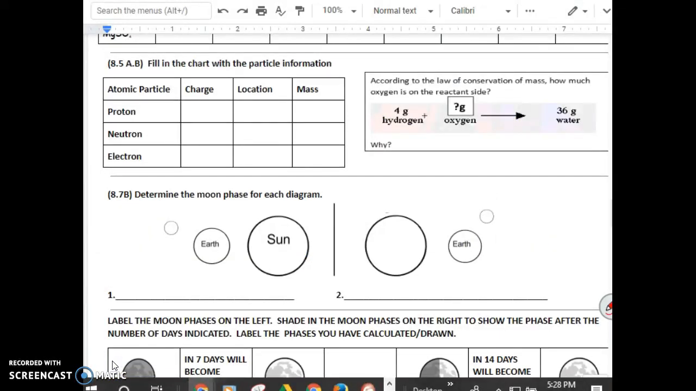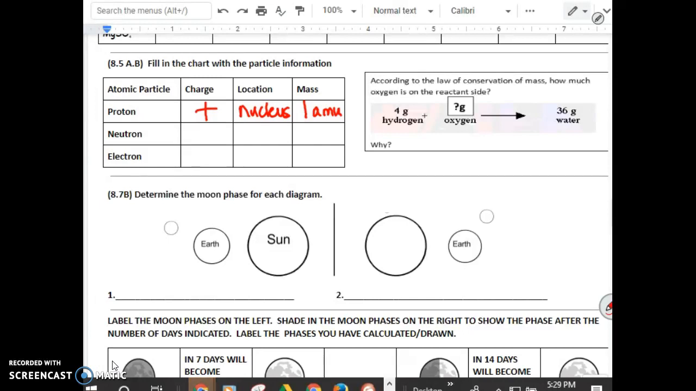Okay, here we're filling in the chart with the particle information. So here we're moving on to atoms. So we know that our protons are positive. These are our positive guys. They are located inside the nucleus, and they have a mass of 1 AMU. They made it simple, just made it 1.